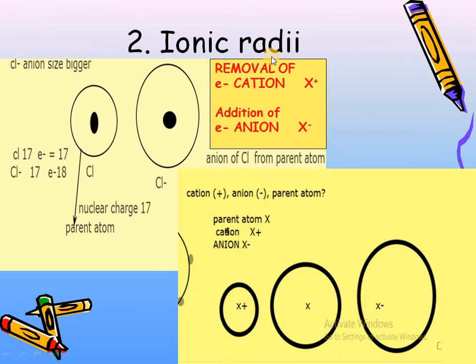So what is ionic radii? Basically, ionic radii is the radii of the ions. The ions are of two types, cations and anions. By the removal of an electron we have a cation, by the addition of an electron we have an anion.